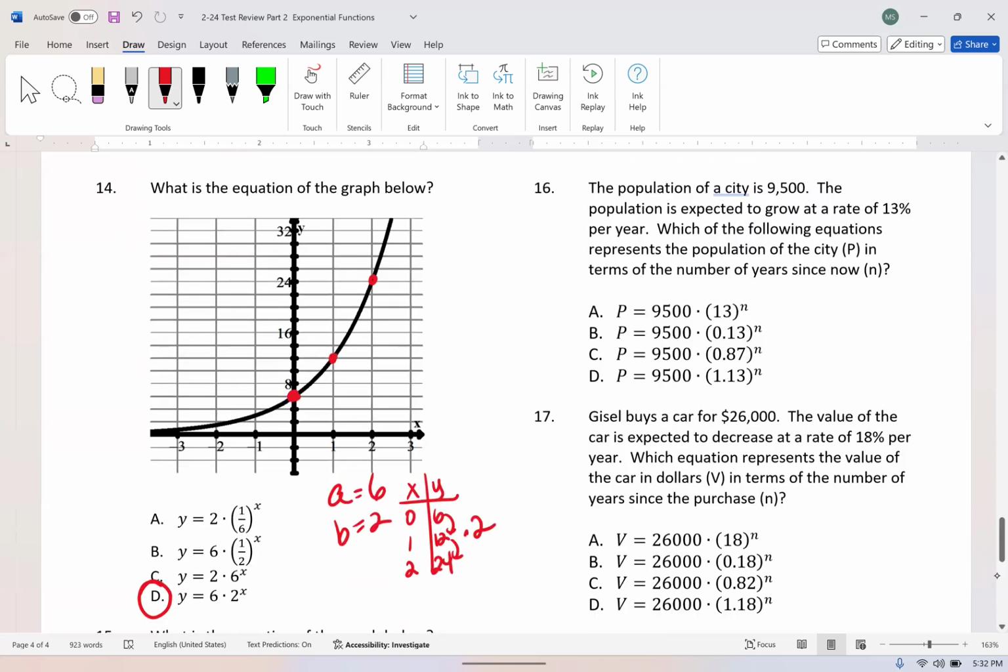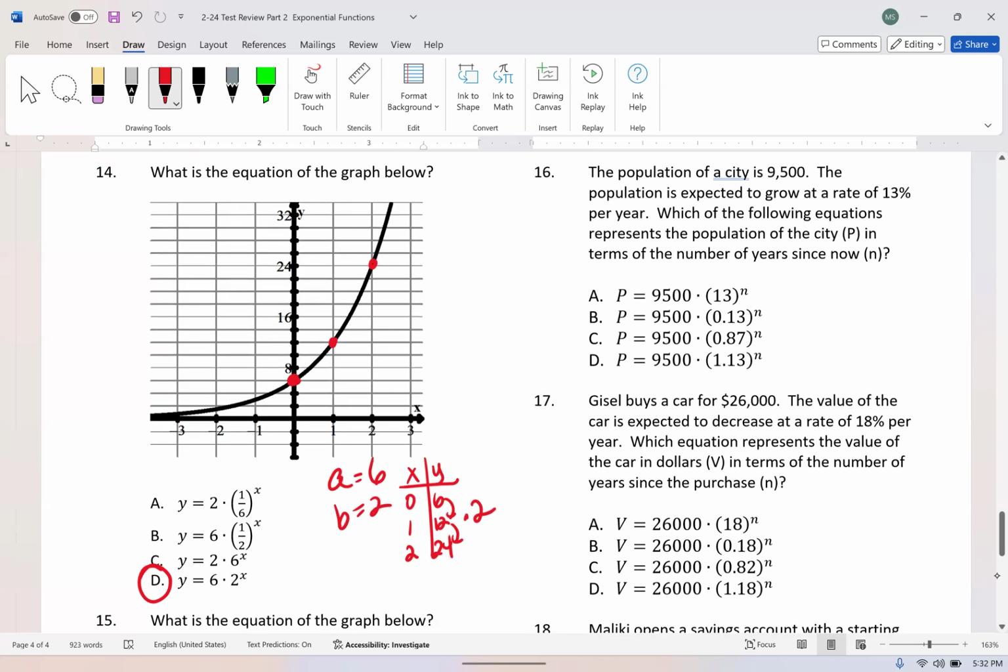All right, number 16. The population of a city is 9,500. The population is expected to grow at a rate of 13% per year. Which of the following equations represents the population of a city, P, in terms of the number of years since now, which is N? All right, so the starting population is 9,500.